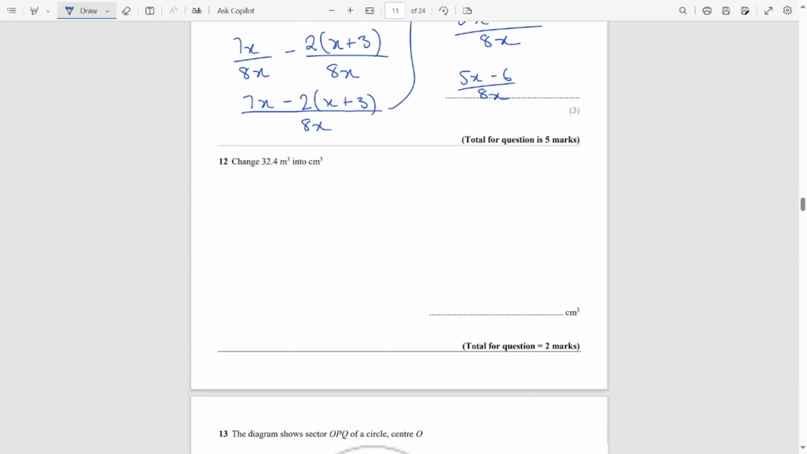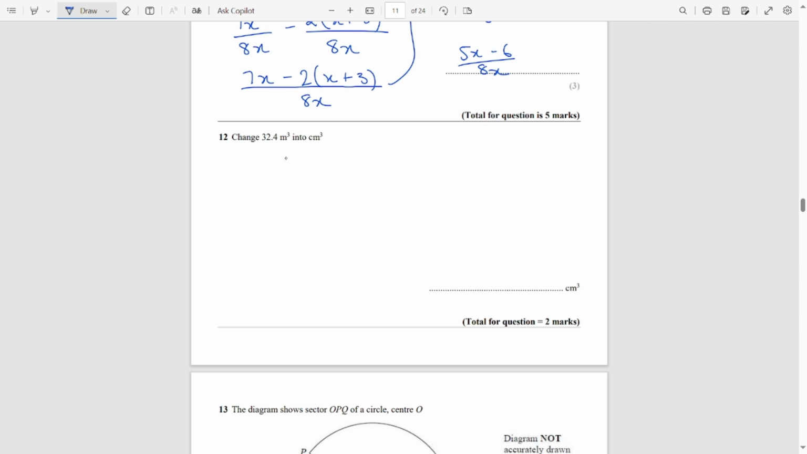Right, on to our next question. Change 32.4 meters cubed into centimeters cubed. So when we are converting from meters to centimeters, we would usually times by 100. So if I wanted to change from meters squared to centimeters squared, I times by 100 squared. And if I wanted to change from meters cubed to centimeters cubed, we are going to multiply by 100 cubed.